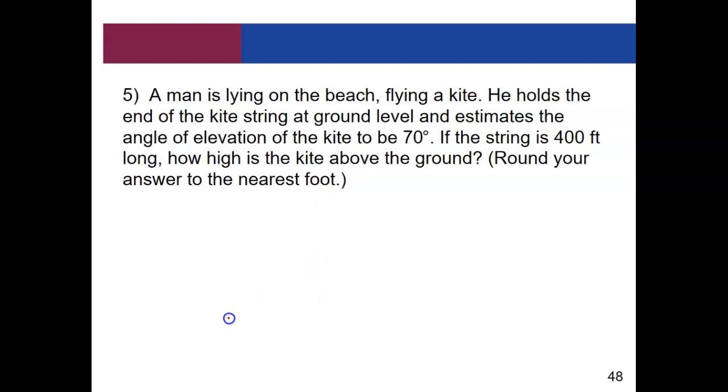Okay, here we have the beach. So I've got the beach here. A man is lying on the beach. So again, forgive my artistic ability. The man's lying on the beach flying a kite. So here's his kite. Okay, so he's flying the kite and he holds the end of the kite string at ground level and estimates the angle of elevation of the kite to be 70 degrees.